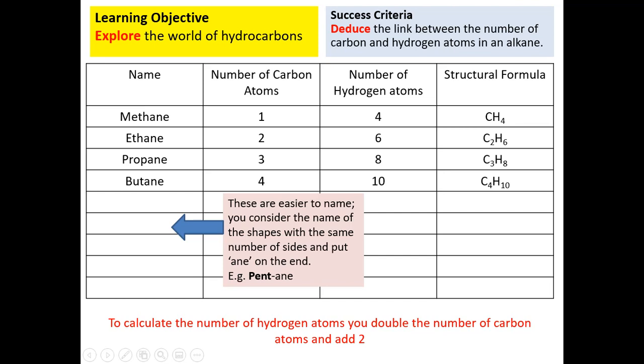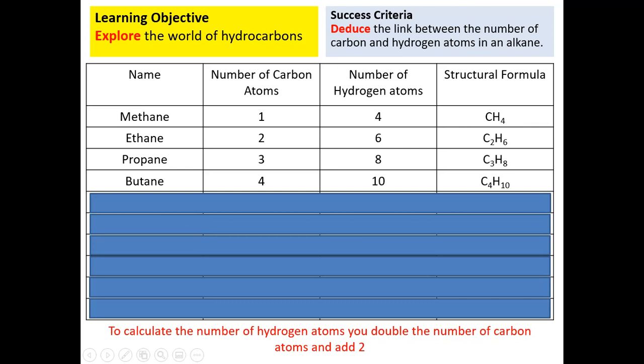And I want you to go up to 10. So your number of carbon atoms is still going to go up each time. Your number of hydrogen atoms, I want you to use the rule at the bottom, double and add 2, and then turn it into a little formula like that. So I'll pause the video and complete your table.